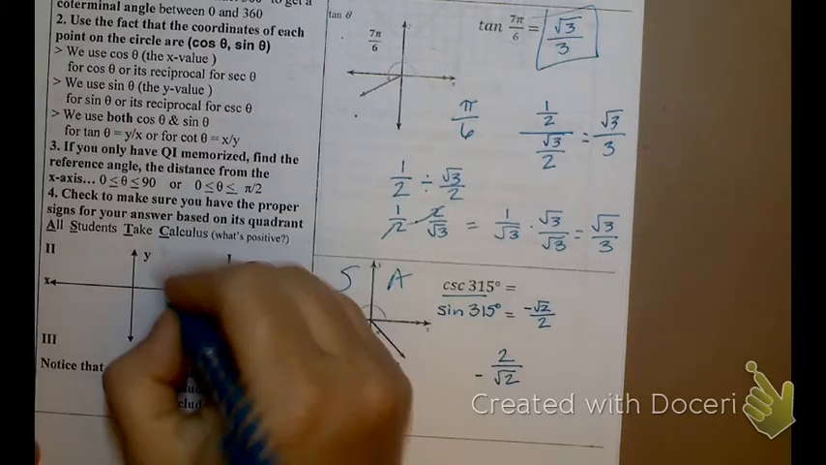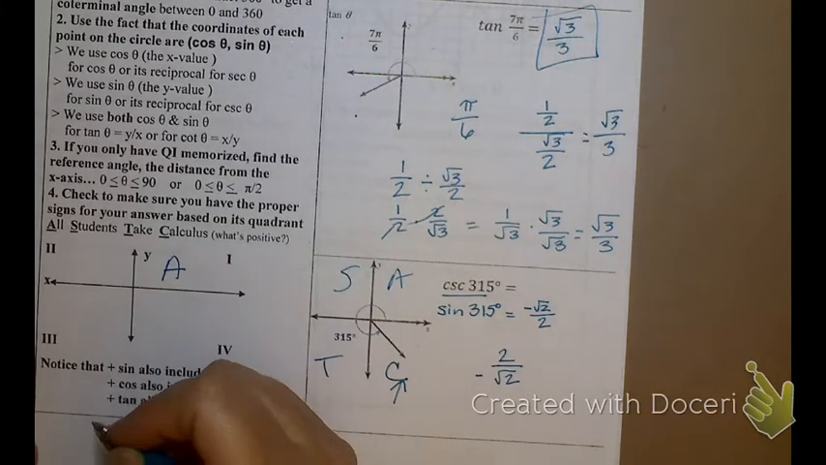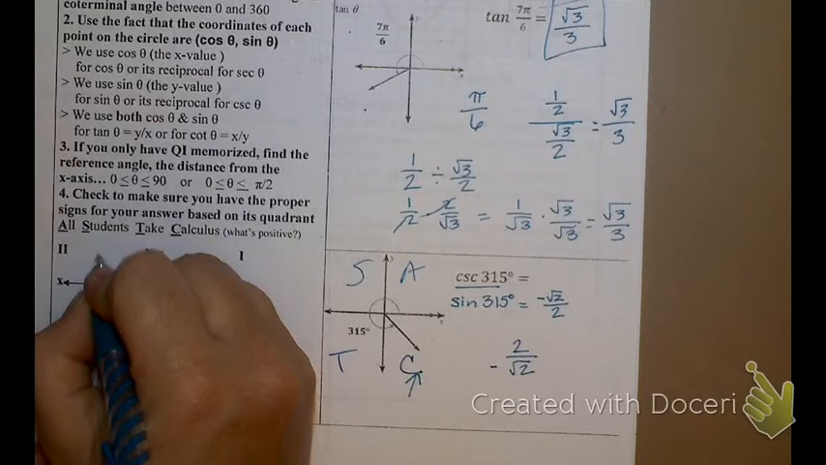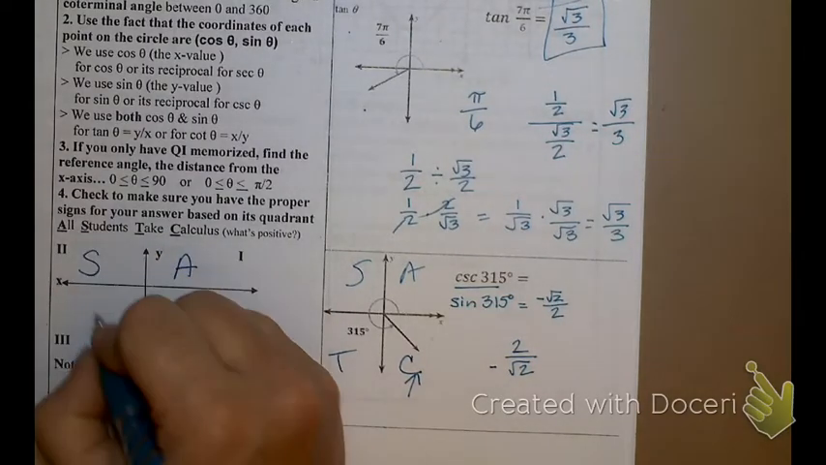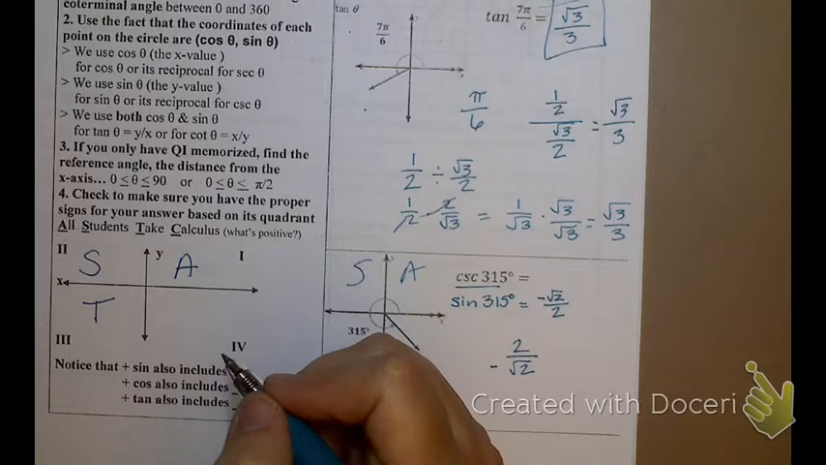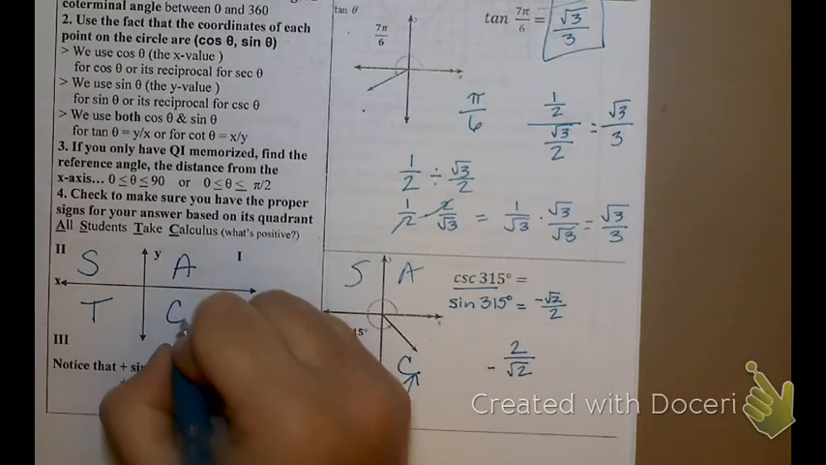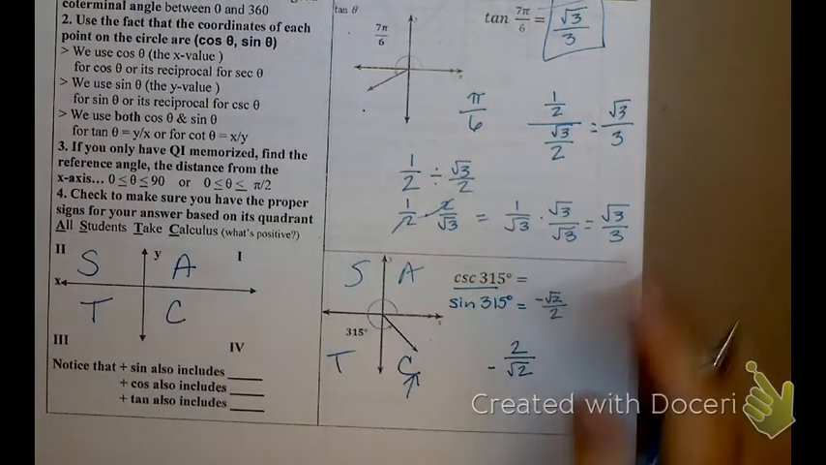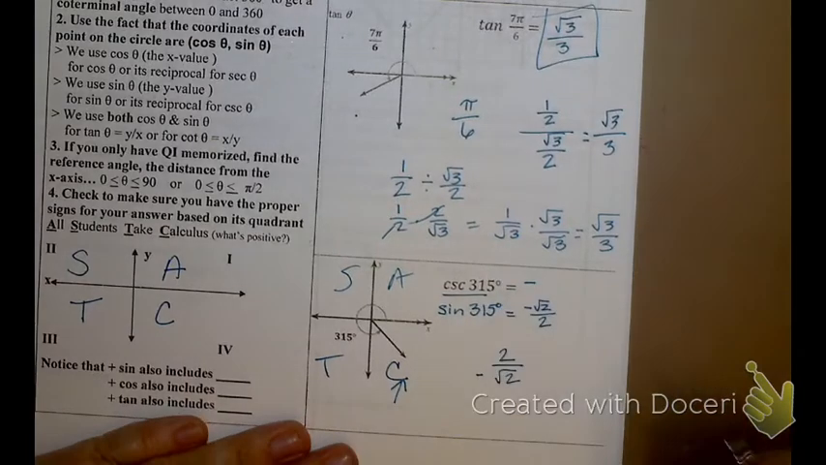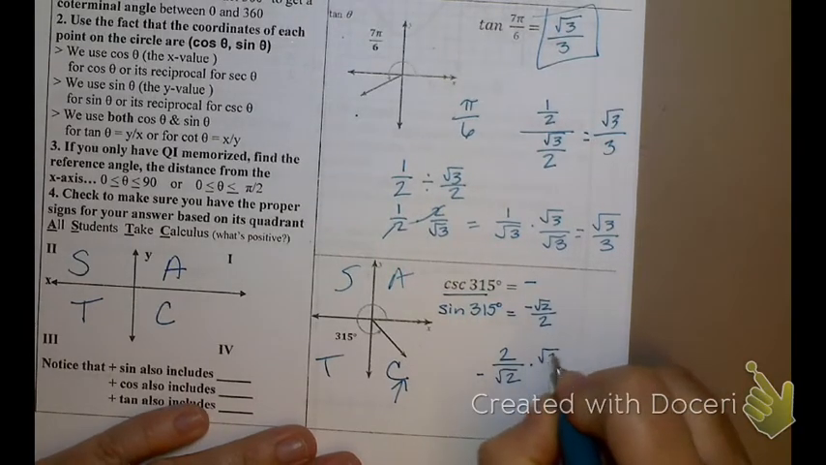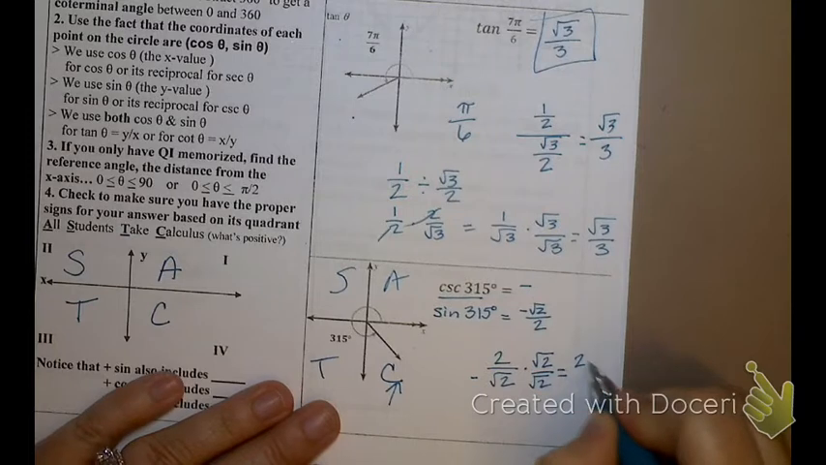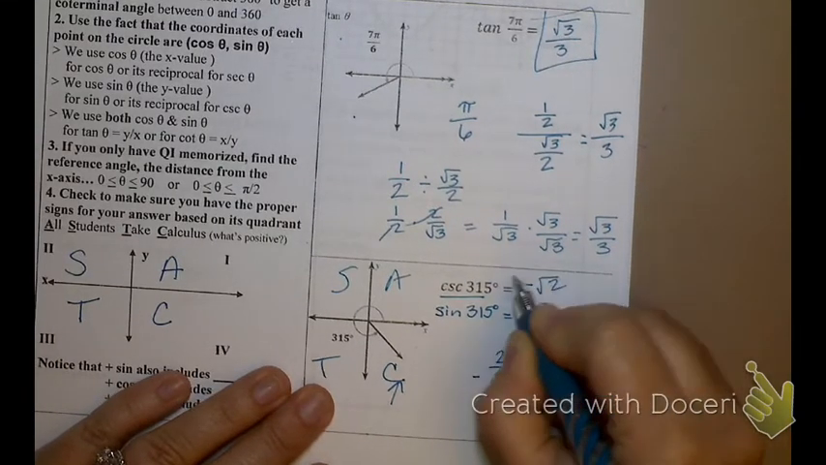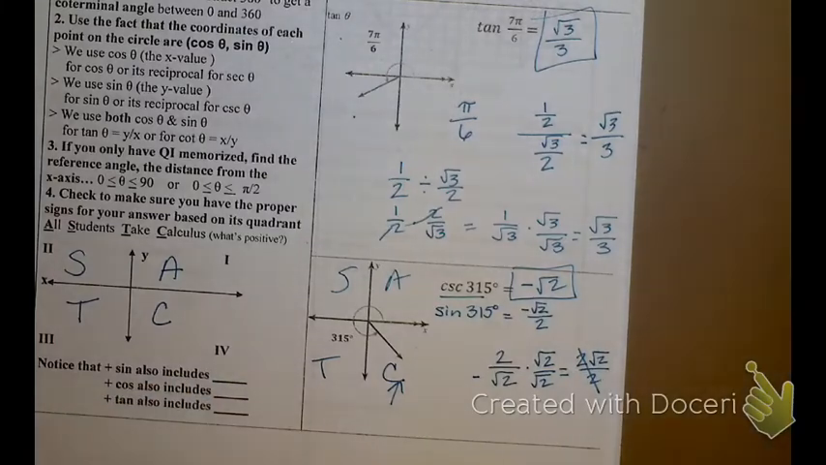So when I say All in first quadrant, yes, all of them are positive, all 6. When I say Students, that means sine and cosecant are positive. T, tangent and cotangent are positive. C, cosine and secant are both positive. All right? So, I know that's going to be negative. I need to multiply by root 2 over root 2. That gives me 2 root 2 over 2, which gives me negative root 2. So the cosecant of 315 is negative root 2.